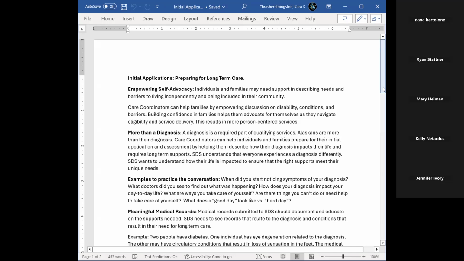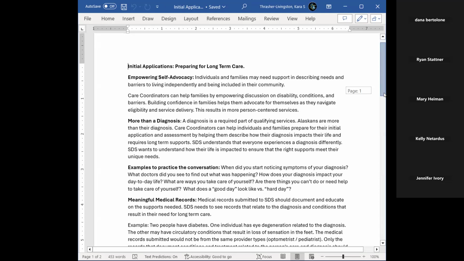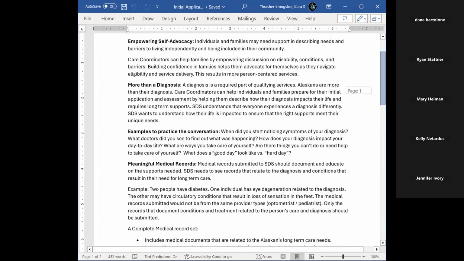We know the system is complex and asking for medical records is difficult. When we're done talking about what's on the screen here, it would be great if you could share some tips about working with families, about sharing diagnostic information through the waiver experience. So we're saying that building confidence in people and families helps them advocate for themselves as they navigate it, and the end result can be more person-centered services.